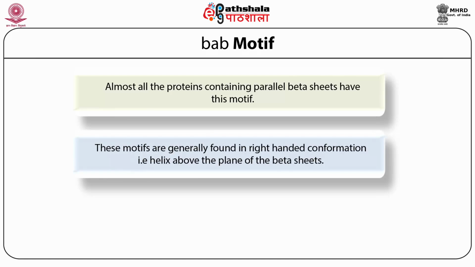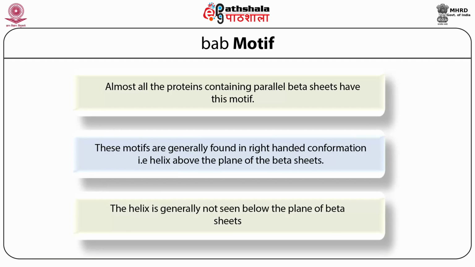So these motifs are generally found in a right-handed conformation, that is, the helix is above the plane of the two beta sheets. So there is a beta sheet, the helix just goes above and then takes a turn, and another beta sheet comes down. The helix is generally not seen below the plane of the beta sheets. If you look at all the beta alpha beta motifs, almost 100% of the time the helix is above the plane of the beta sheet in a right-handed conformation.